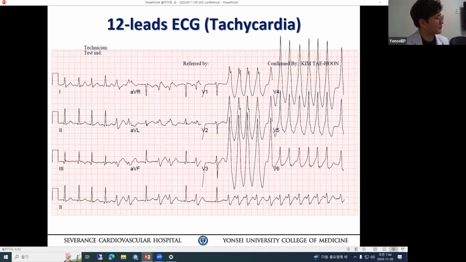So we have a guest from Georgia, Dr. Roy Rashbaba. Please introduce yourself briefly, and I would like to listen to your opinion regarding this ECG. Hello, my name is Roy Brown. I'm from Georgia.